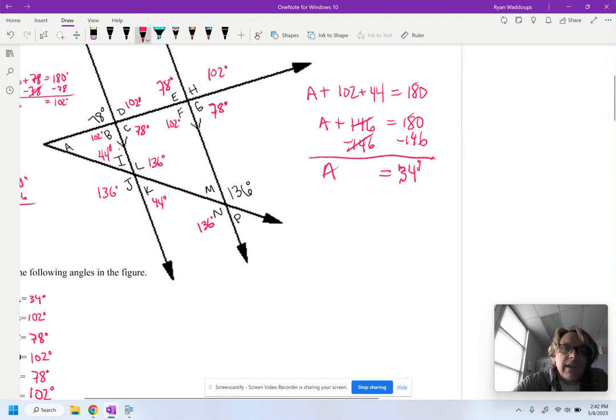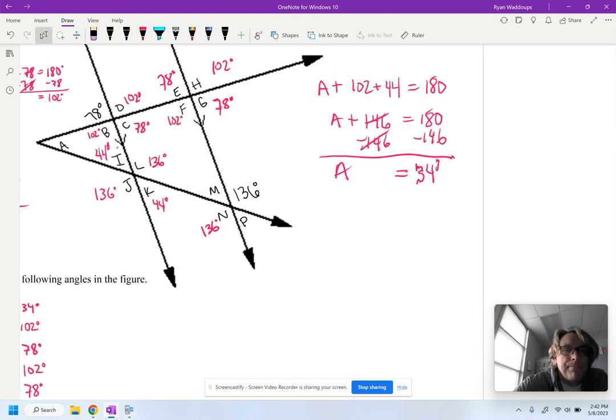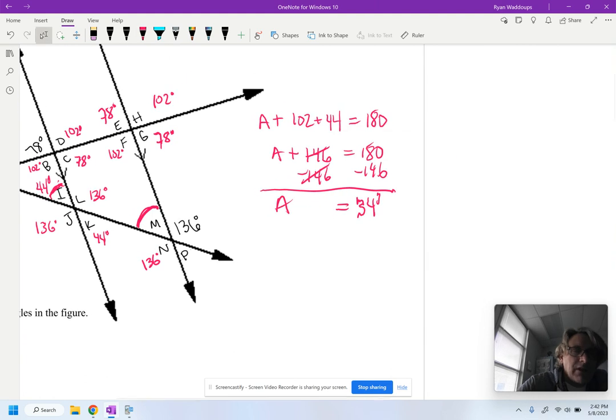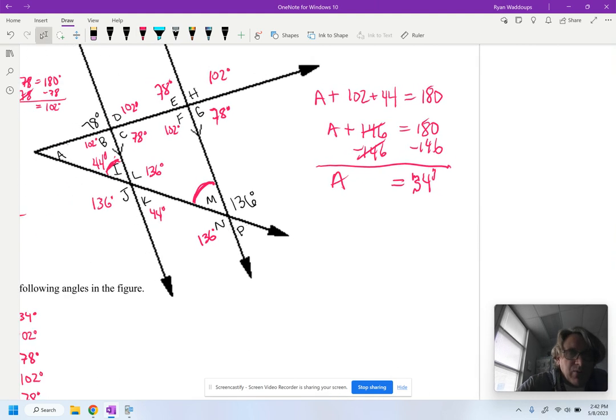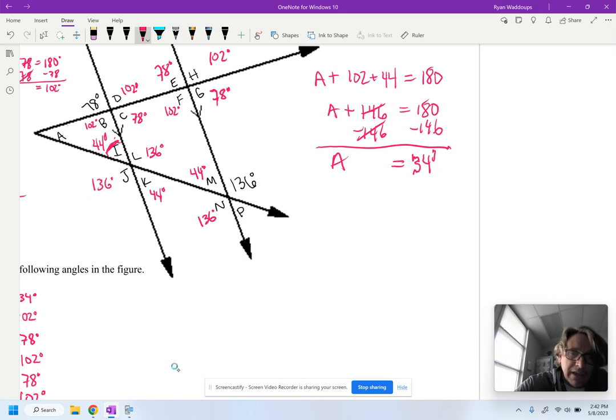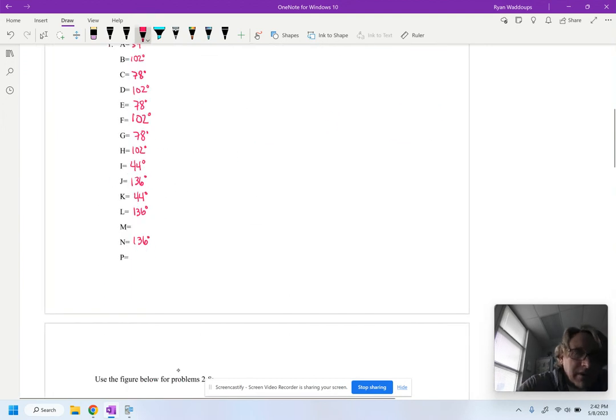And if I look at M, this angle M and this angle I are corresponding angles formed by these parallel lines and this transversal. So that means that I, which is 44 degrees, means that M is also 44 degrees. And so is P, 44 degrees. And so M is 44 degrees and P is 44 degrees.